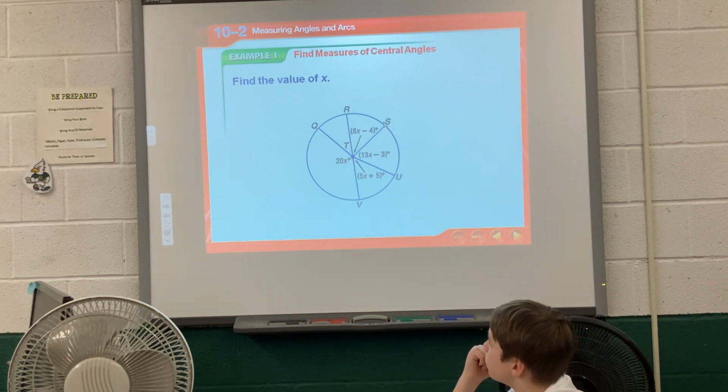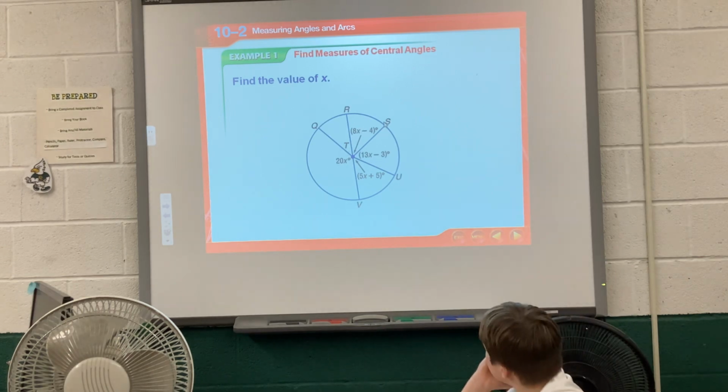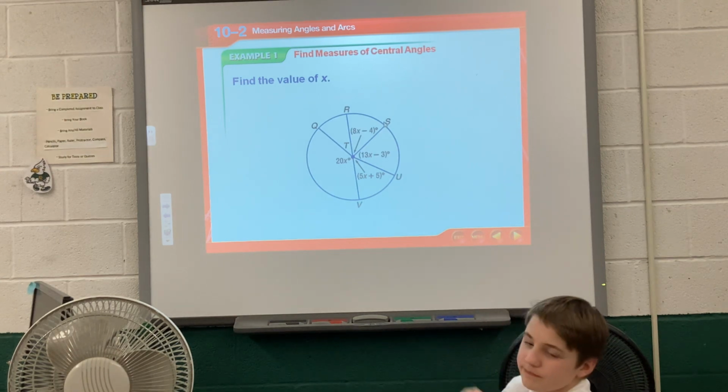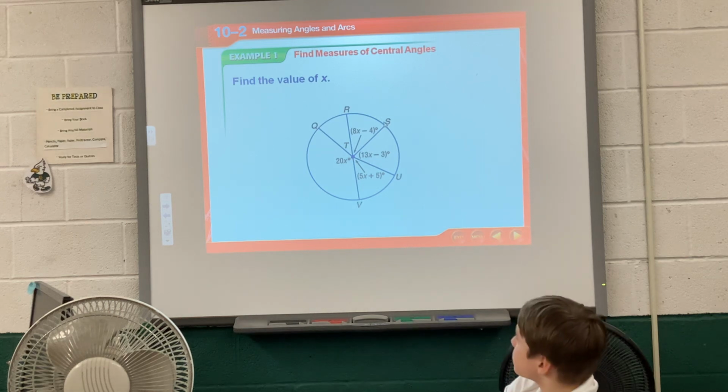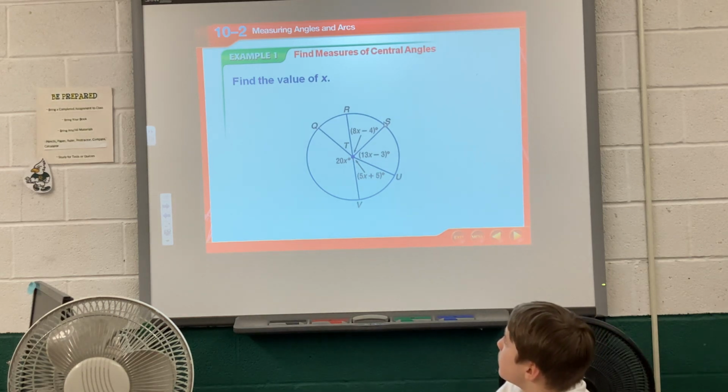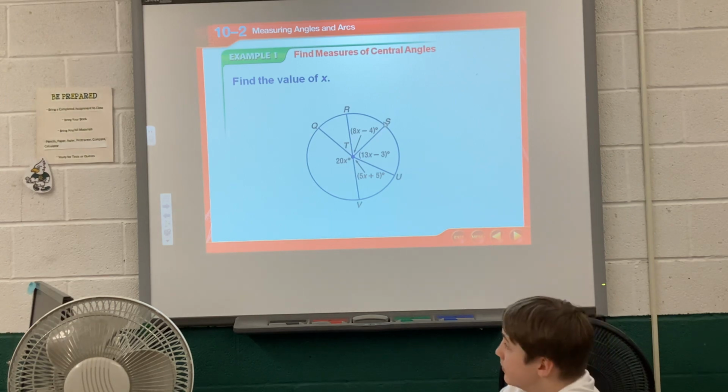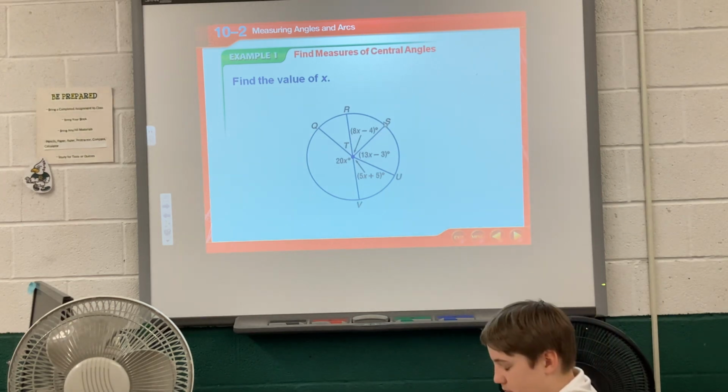Okay, and so I could say any of those, like if you ask me for a central angle and a minor arc, I could say STU and SU. Every single one, even QTV and QV. So every single angle and arc is a central angle? Not necessarily, no.